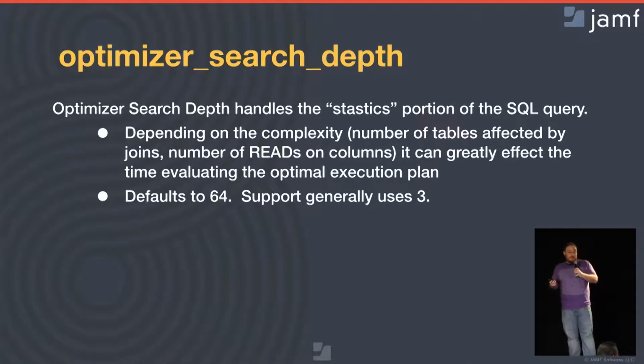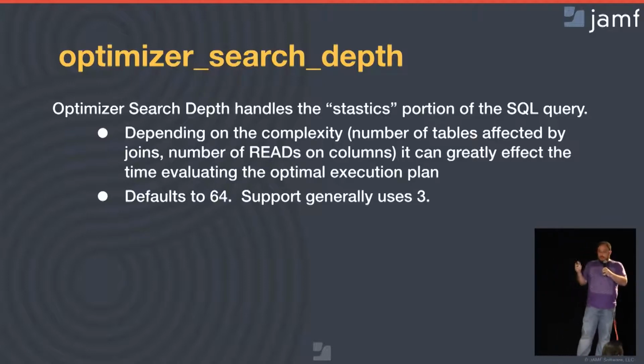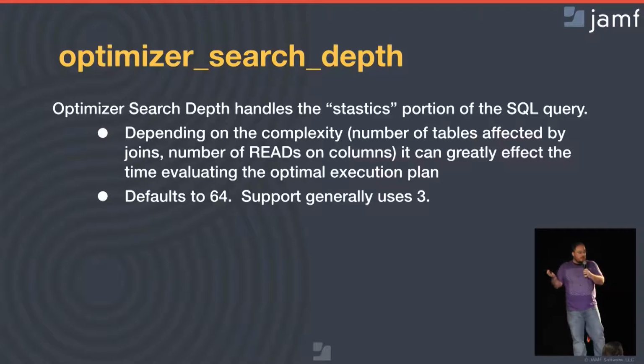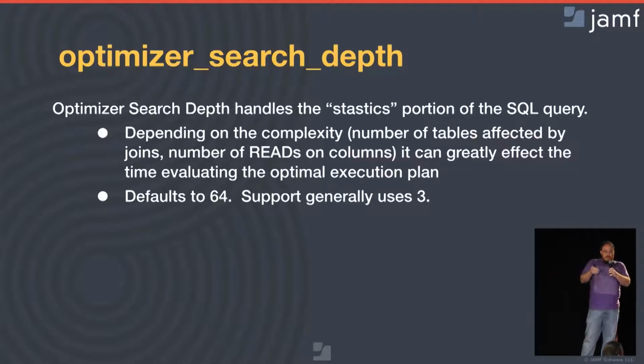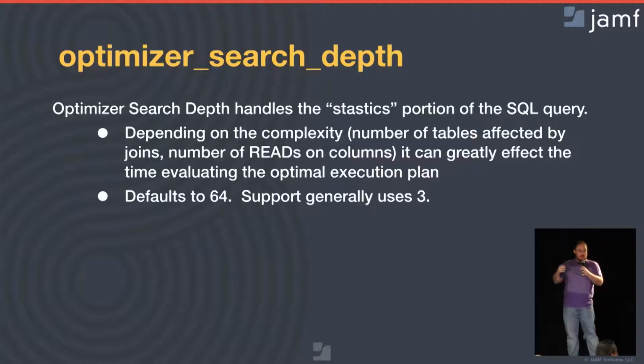The optimizer search depth. This is an oldie but a goodie. We've been modifying this one for a while. The optimizer search depth handles the statistics portion of the SQL query. Some of you might have noticed that in the screen grabs that I have. It's basically the way that SQL calculates the best optimized way to run the SQL query against all of the various databases. With a default installation, it defaults to 64, and that means SQL is going to try and figure out 64 different ways to run this query before settling on one and going forward with it.